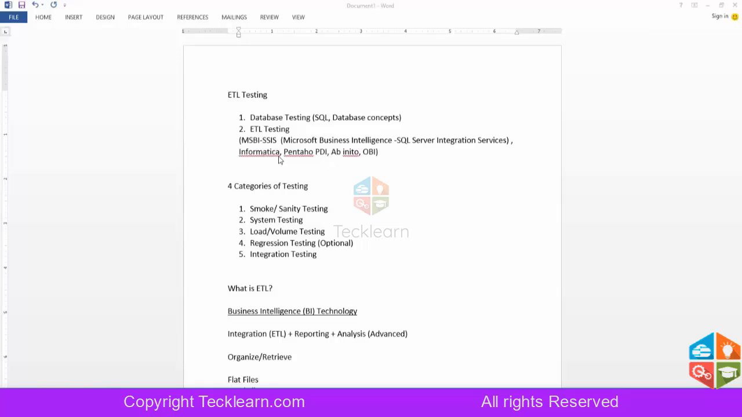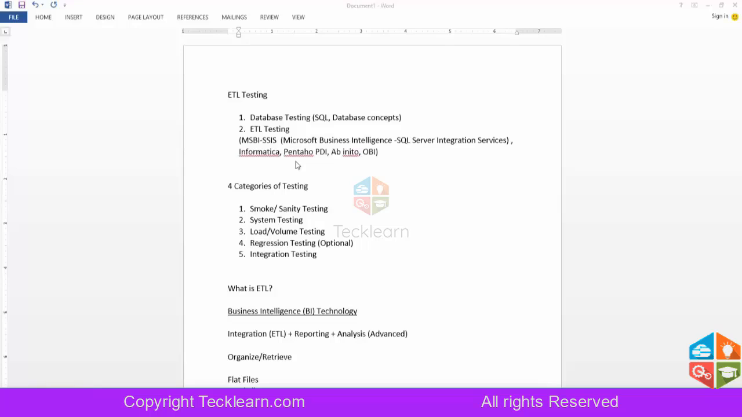Informatica is widely used across industry for ETL operations. 60% of the ETL market is in the hands of Informatica. It has very good support for free databases and large-scale databases too. 40% of the industry is in the hands of MSBI, Microsoft Business Intelligence. Microsoft Business Intelligence is free. That's the biggest winning point for MSBI.